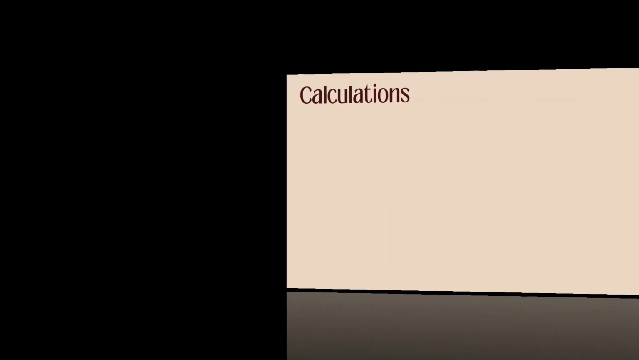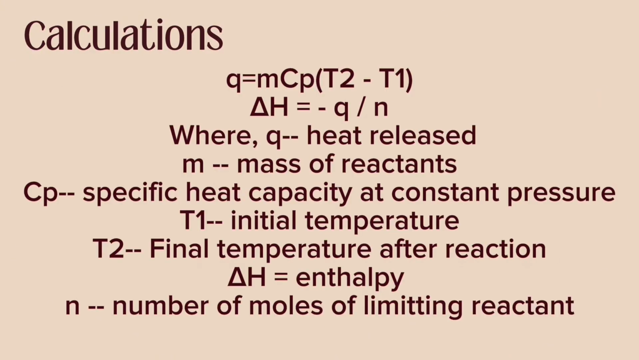manner. Now let's look into the calculations of the coffee cup calorimeter. The equations we need here are the equation of heat and the equation of enthalpy change, which are Q = mCp delta T and delta H = -Q/n. The minus sign here represents that the reaction is an exothermic one, as the coffee cup calorimeter releases heat.